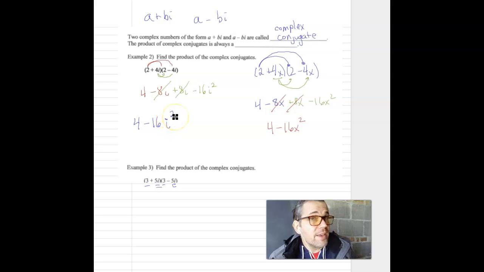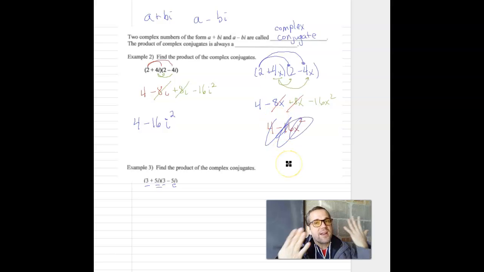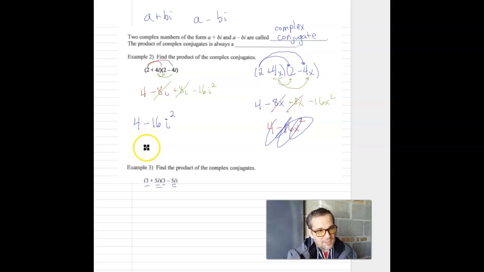The only problem is, unlike the x squared where I can't do anything else, now I've got an i squared. i squared is the same thing as negative 1. So negative 16i squared, if I take negative 1 times negative 16, I end up getting 4 plus 16, which is just one real number, 20.